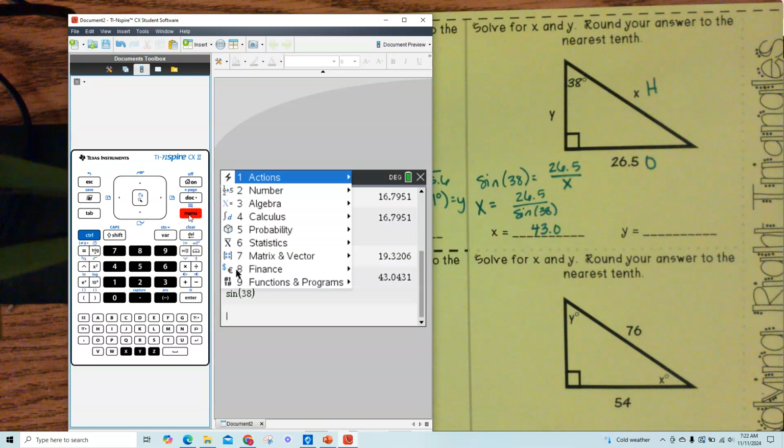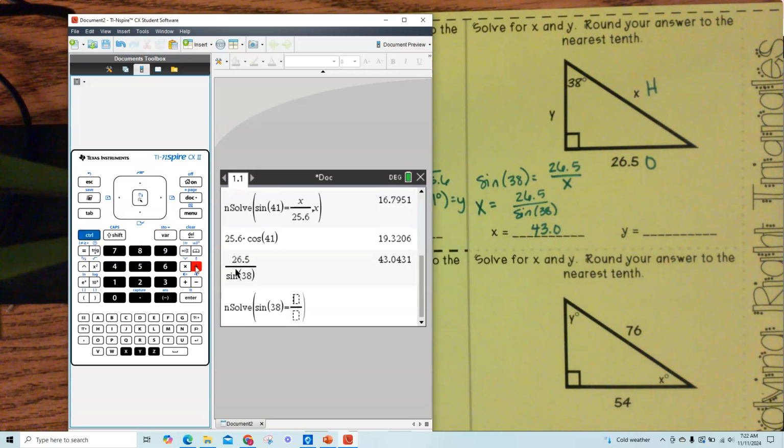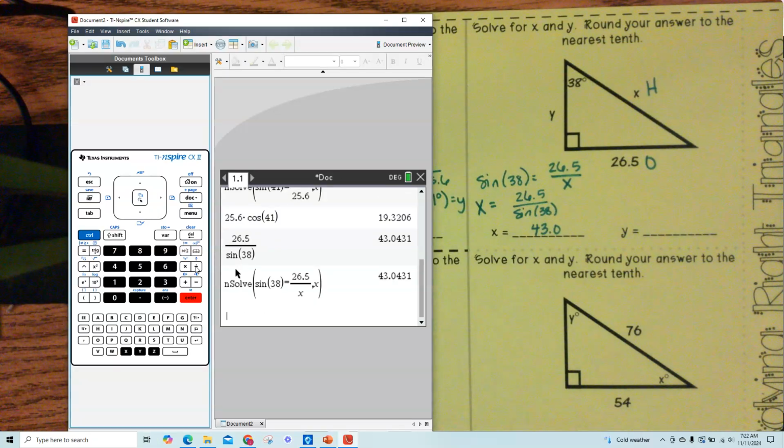So again, let's try menu 3-1. Let's see what happens. So sine of 38 equals 26.5 over x, comma x. And it did work for that one.